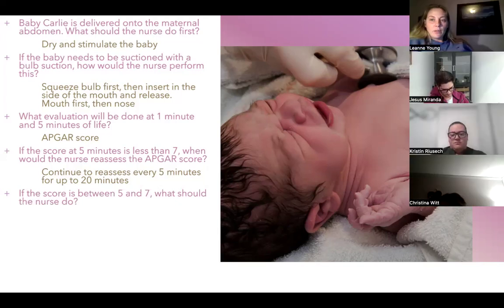This baby's not doing so hot, right? 5 is a pretty low APGAR if we're thinking about our graph and everything that we're assessing on this baby. So if we're thinking about that, what are we going to need to do probably if the APGAR is between 5 and 7?